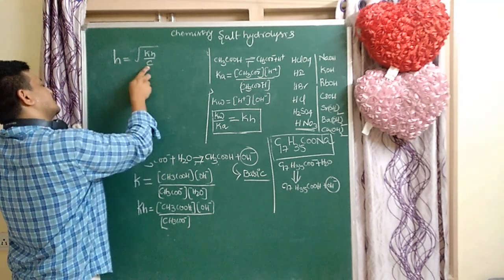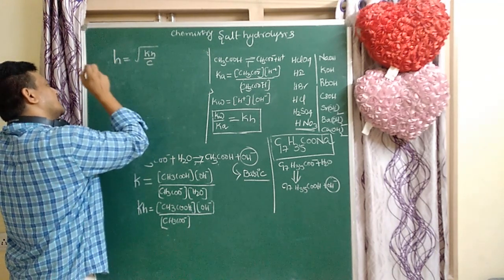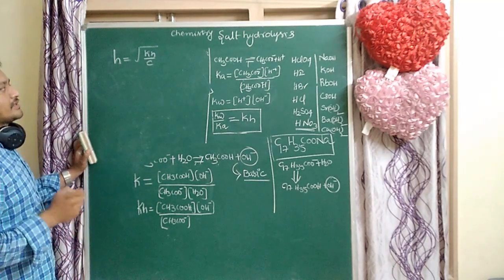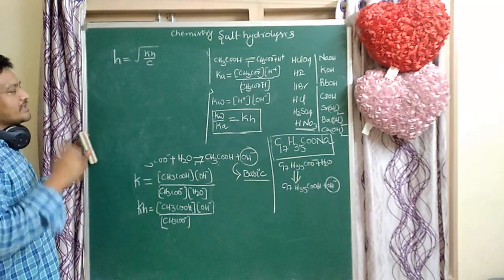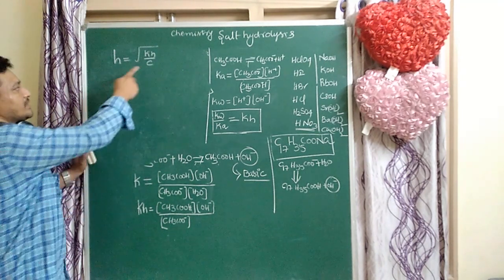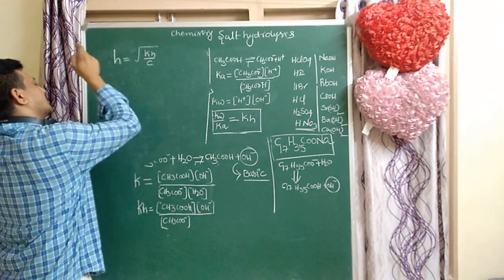Degree of hydrolysis is inversely proportional to concentration. Volume increases, degree of hydrolysis increases. So concentration increases, degree of hydrolysis decreases. Concentration increases, this decreases. Volume increases, this increases.